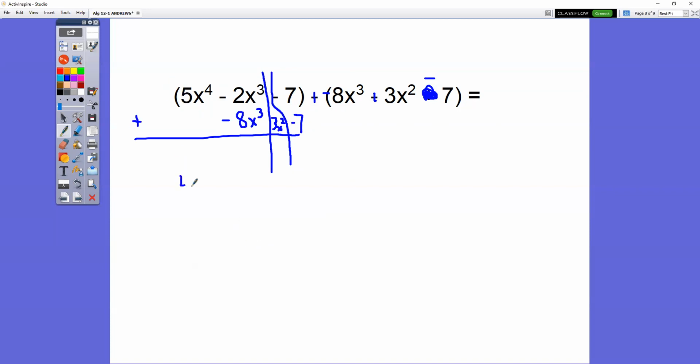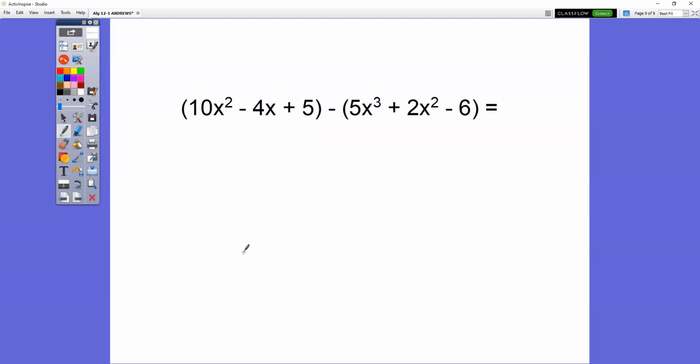5x to the fourth plus nothing is 5x to the fourth. -2x to the third plus -8x to the third is -10x to the third. Nothing plus 3x squared is 3x squared. That's a +3, so that's why I'm putting +3. Then at the end, we have -7 plus -7, which is -14. Notice that this puts it into standard form right away, which is what you want. One last one. Try this one, please.